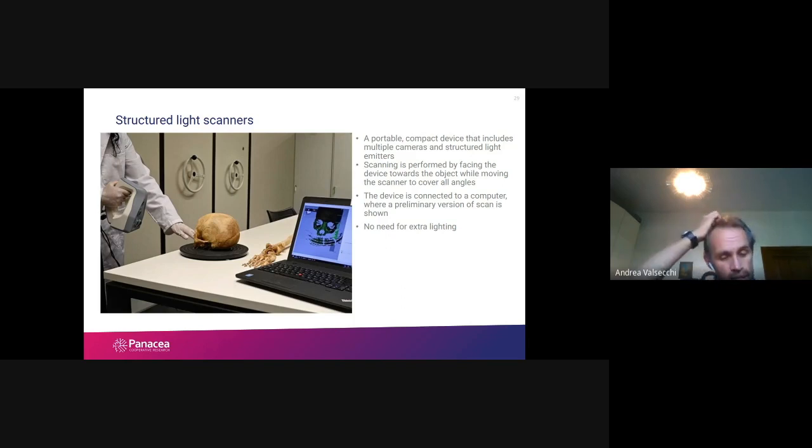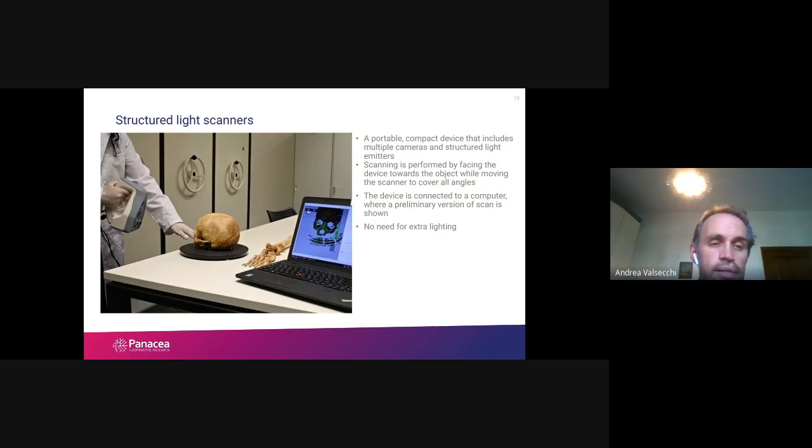A scanner is a small device which usually includes cameras, usually two of them, and light emitters. This is not a regular light emitter; it's a structured light emitter, which emits light with a pattern. And how do you scan?